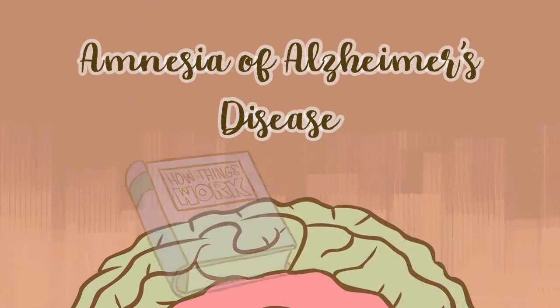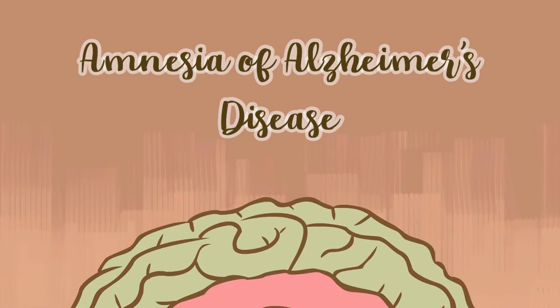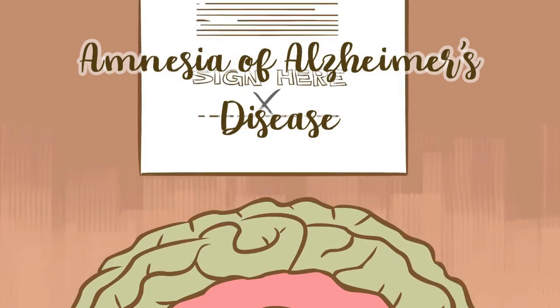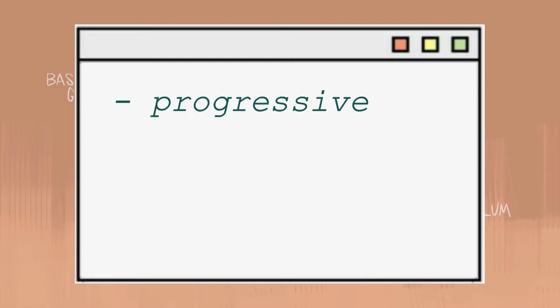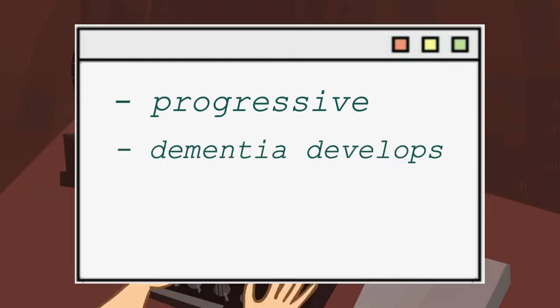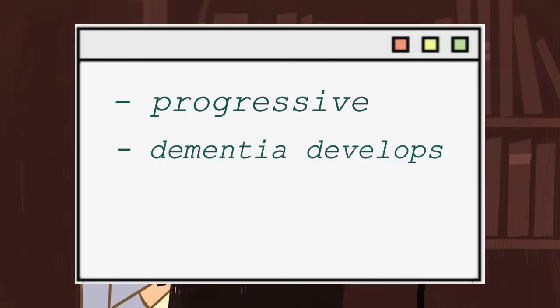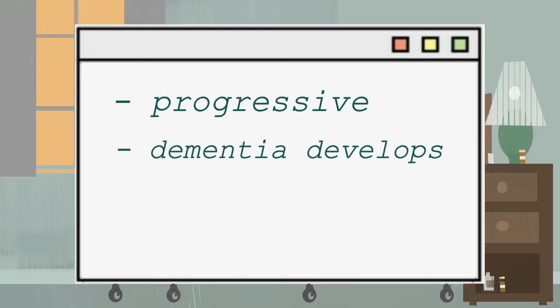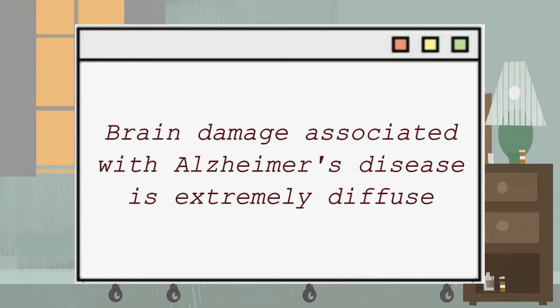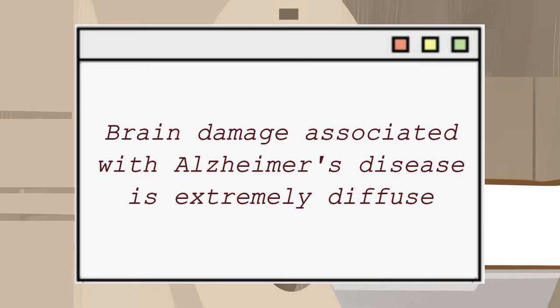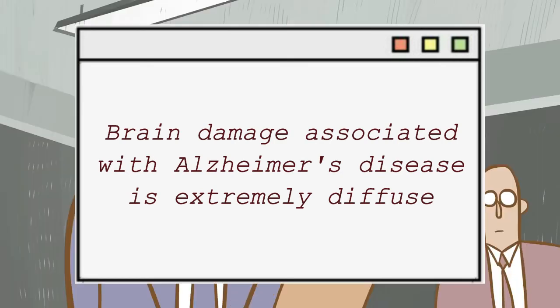Amnesia of Alzheimer's disease. Alzheimer's disease is another major cause of amnesia. The first sign of this disease is often a mild deterioration of memory. However, the disorder is progressive. Eventually, dementia develops and becomes so severe that the patient is incapable of even simple activities such as eating, speaking, or bladder control. The brain damage associated with Alzheimer's disease is extremely diffuse, involving many areas including the medial temporal lobes and the prefrontal cortex, which play major roles in memory.